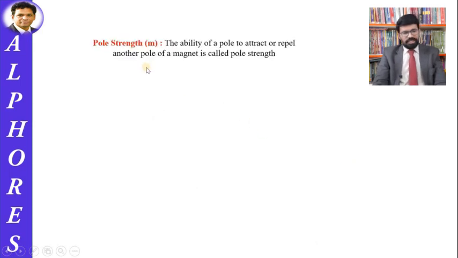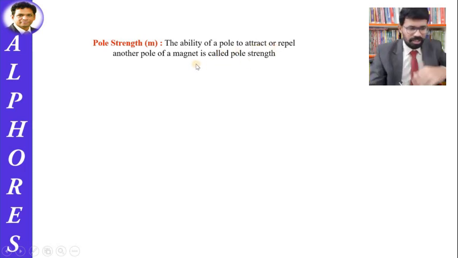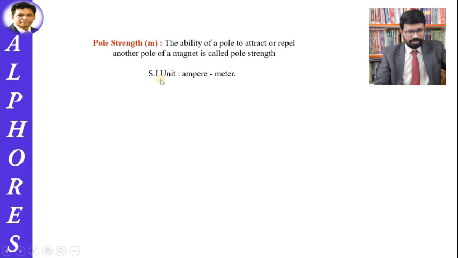Now, pole strength. Let us try to understand one by one all the parameters connected with the bar magnet. Later we can make use of all these parameters to understand the behavior of a bar magnet. Pole strength: the ability of a pole to attract or repel another pole of a magnet is called pole strength. Sometime before we were talking about attraction between unlike poles and repulsion between like poles. How well a pole can attract, how well a pole can repel, gives us the measure of pole strength. If pole strength is more, that particular pole can repel or attract a magnet more. The SI unit of pole strength is ampere meter.